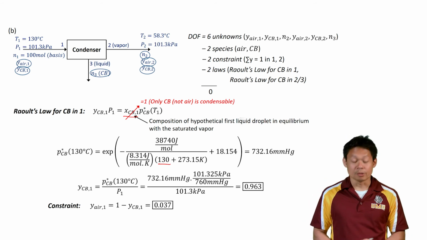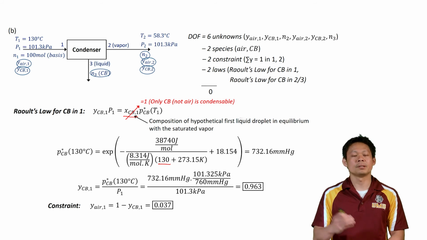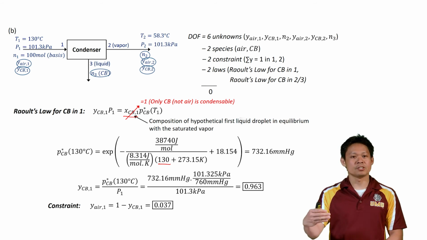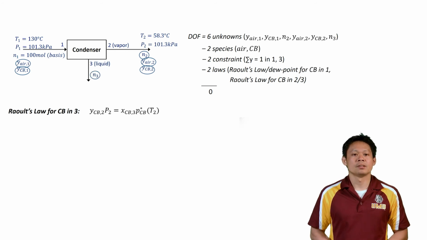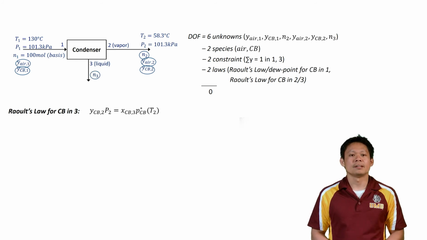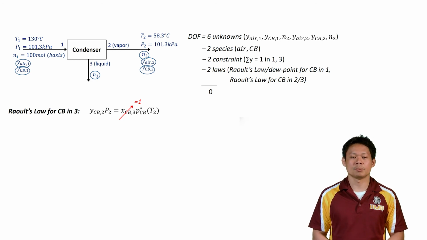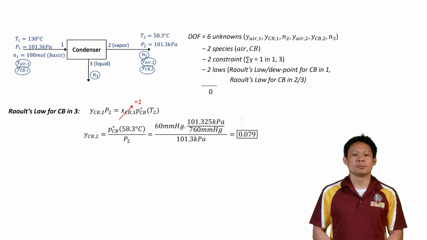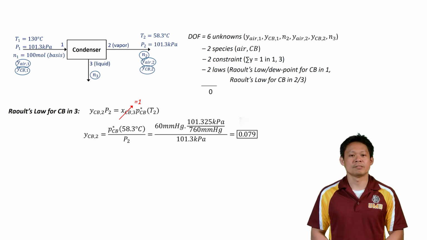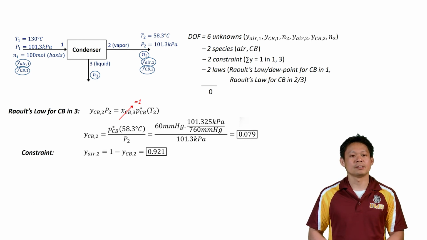All right, let's go on to our second Raoult's law, which is the Raoult's law for vapor-liquid equilibrium of chlorobenzene that's in the vapor in stream 2 and in the liquid in stream 3. So here's our Raoult's law for that. And again, because this is a single condensable component, our mole fraction of chlorobenzene in the liquid is just 1. It's just pure chlorobenzene there. From that, we see that we have a simplified Raoult's law and we can calculate our mole fraction. In this case, the P star at 58.3 turns out to be one of the temperatures given to us in the question, so we don't need to recalculate that. That was just 60 millimeters of mercury. All right, put all the numbers in and we have our mole fraction. Use our constraint to find the other mole fraction.